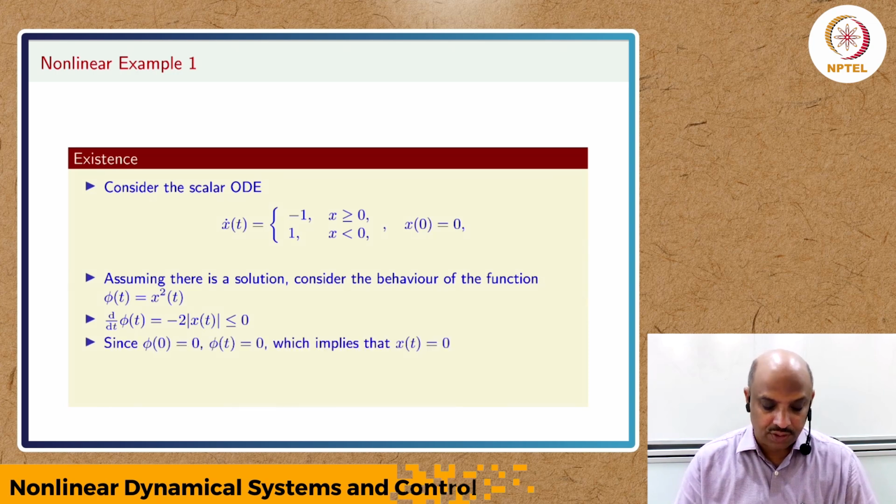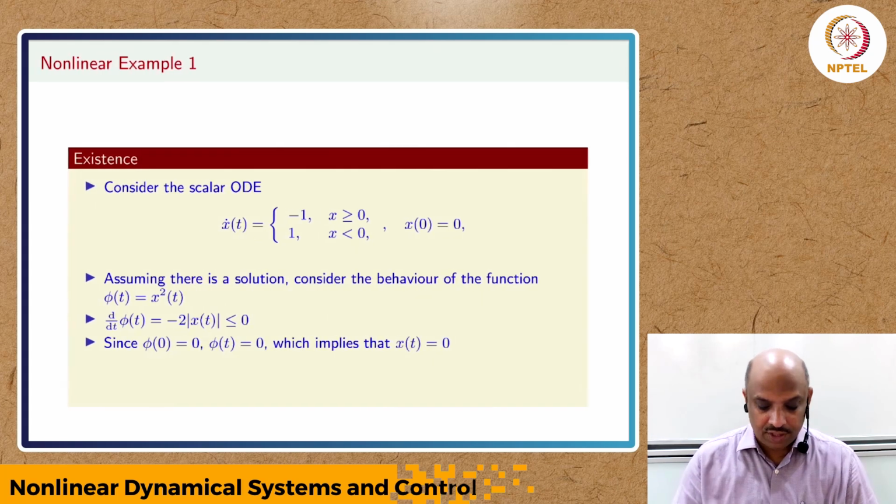And because of that, if we have the initial condition x of 0 is 0, then phi of 0, which is the square of x, is also 0. Okay. And because the derivative of a non-negative function is less than or equal to 0, we'll have to conclude that phi of t is equal to 0, and that implies x of t is equal to 0, right? But we do know that x of t cannot be 0 because of the way our derivative is.